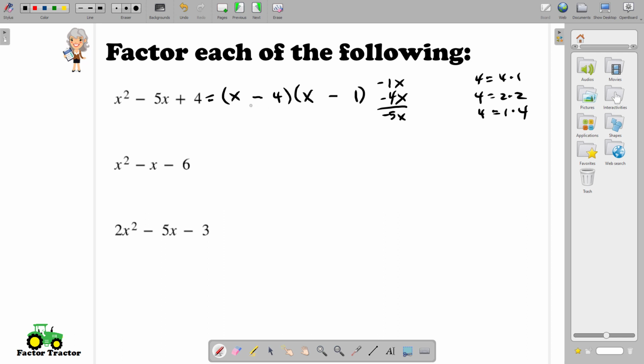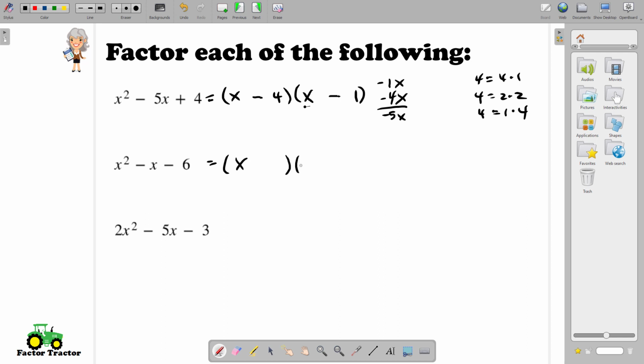So if I multiply this back out, x times x is x squared, negative 1x, negative 4x, those add up to negative 5x, and negative 4 times negative 1 gives me my positive 4. Let's try another one.